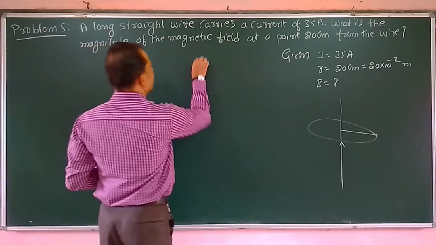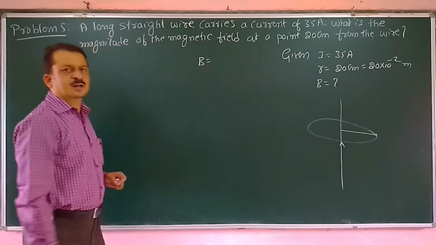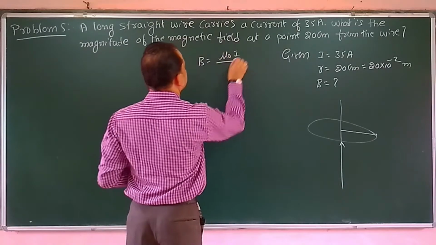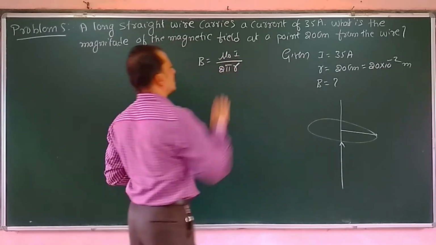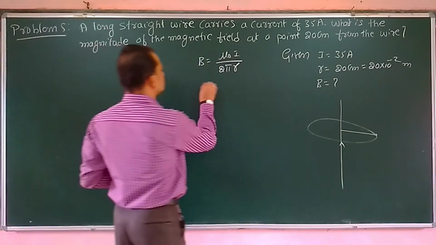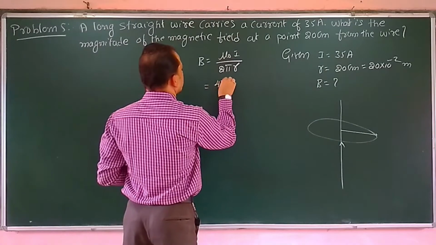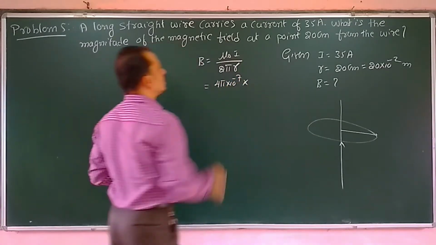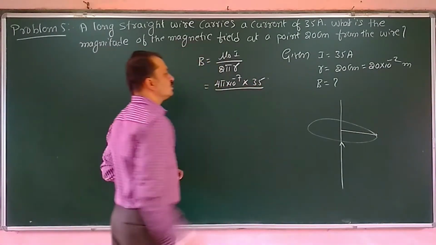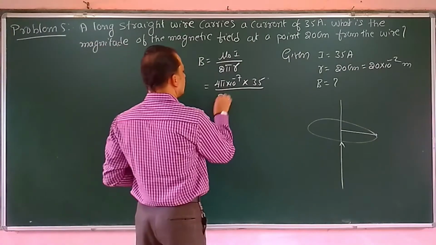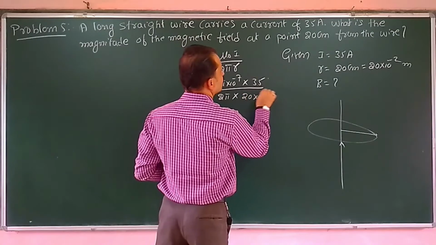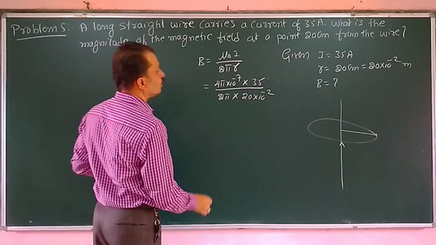Now the formula for magnetic field in the case of a long straight current carrying wire is B equal to mu naught I divided by 2 pi r. It's a very simple relation. Mu naught is 4 pi into 10 raised to minus 7, that we know. The current flowing is 35 amps divided by 2 pi into the distance of the point, which is 20 into 10 raised to minus 2.